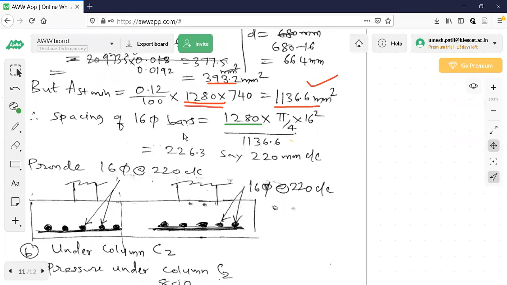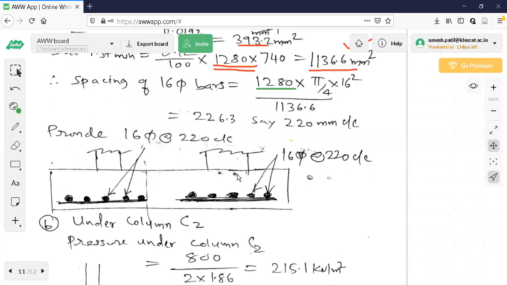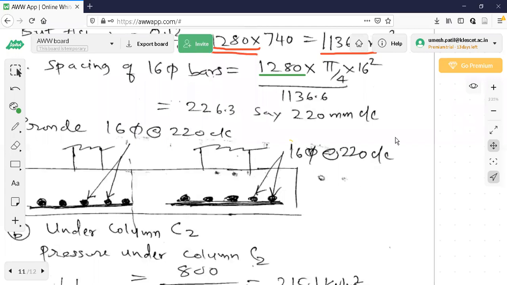So spacing of 16 mm bars, all this is 226.3. Here also you should check, I have not done it here, spacing should not be more than the code limits. That calculation he should show here also. But anyway, it will be 220 is the smallest there. Observe here.